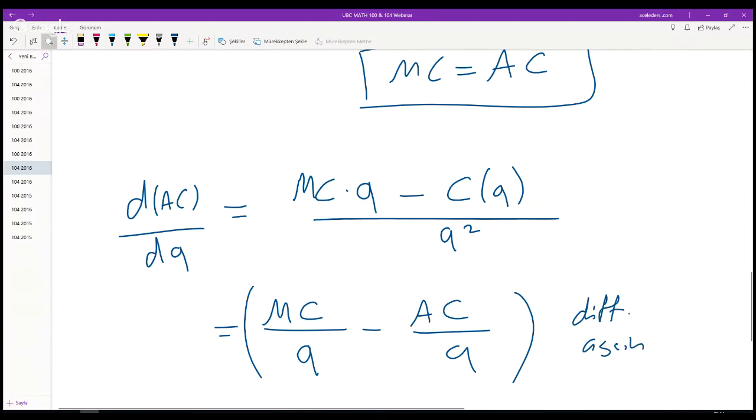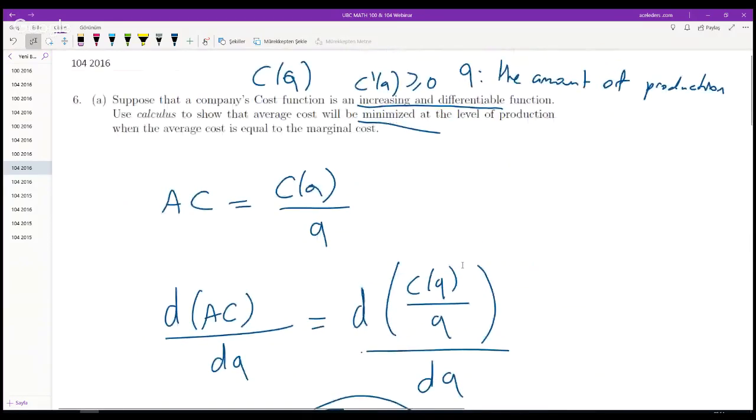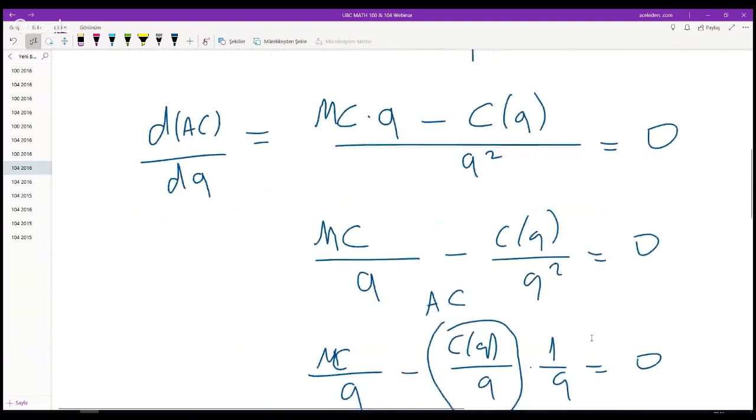I will show that the second derivative is smaller than zero when marginal cost equals average cost. So here the thing is applying the quotient rule and finding the derivative, finding the point where the derivative equals 0, and then finding marginal cost equals average cost. Okay, guys?